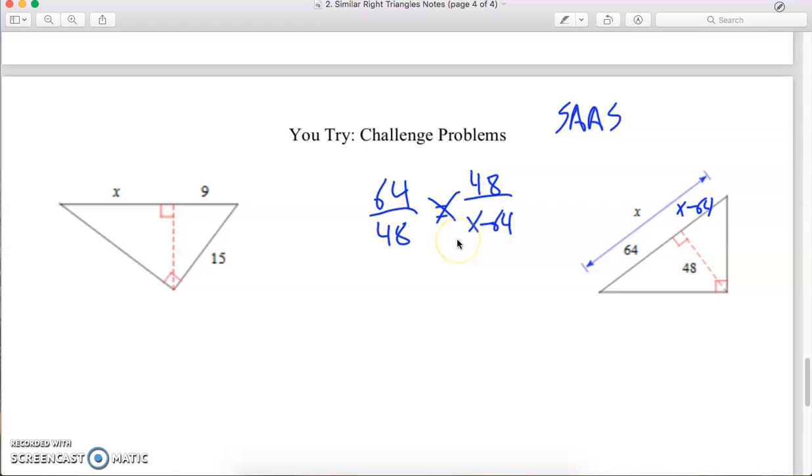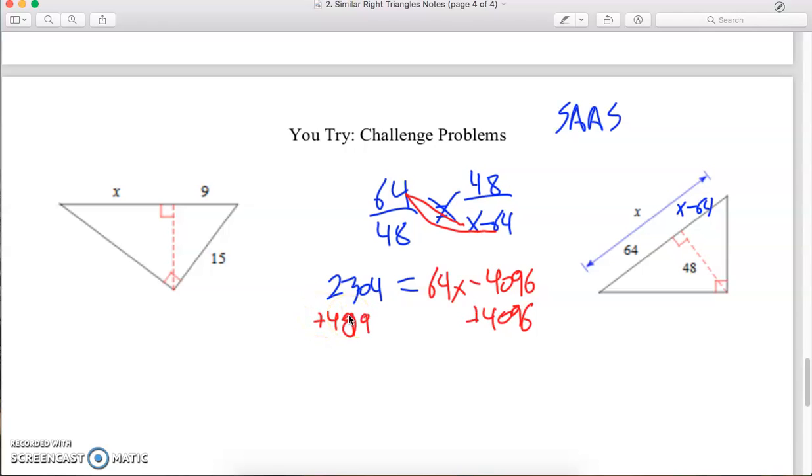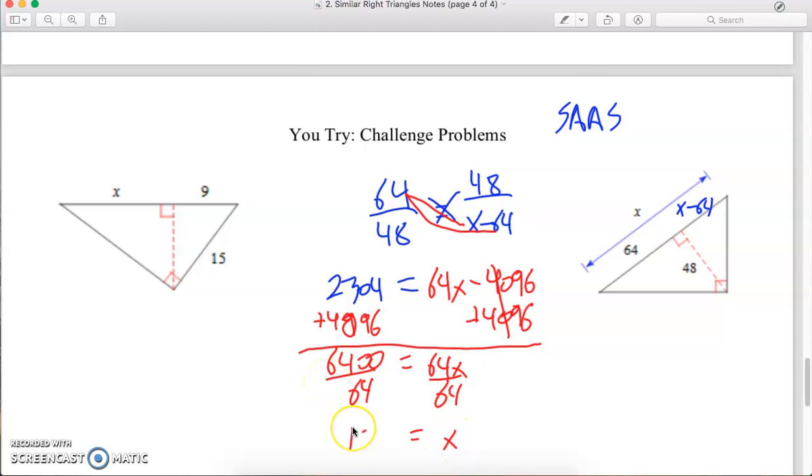Now you can cross multiply. 48 times 48 is 2304. And then we've got 64 times x minus 64. Again, make sure you multiply 64 by both of them. 64 times x is 64x, and 64 times minus 64 is going to give you minus 4096. All right, so now we can solve by adding 4096 to 2304. So that cancels. We've got 64x equals 4096 plus 2304, which is 6400. So then we just divide by 64, and 6400 divided by 64 is 100. So we've got x, this long hypotenuse, is 100.